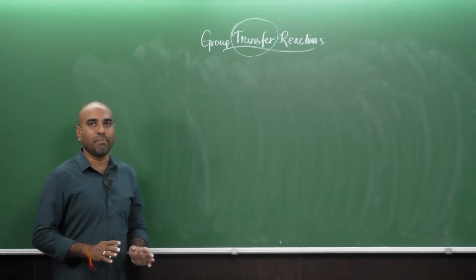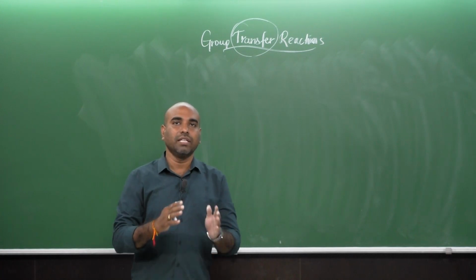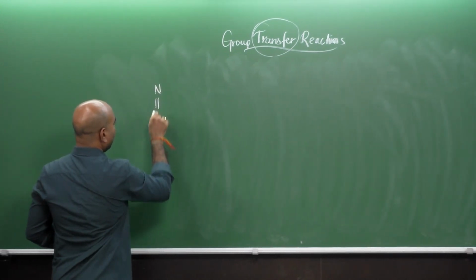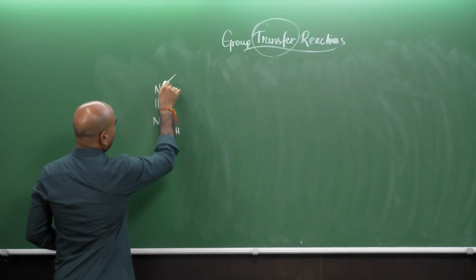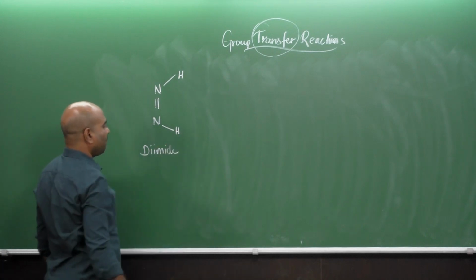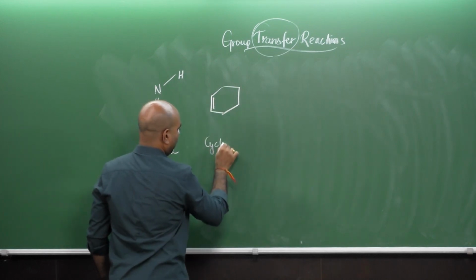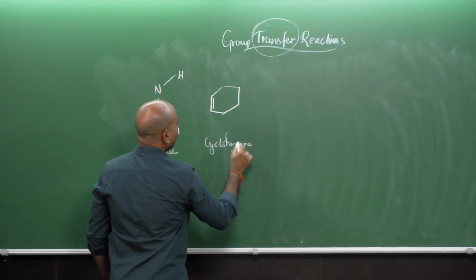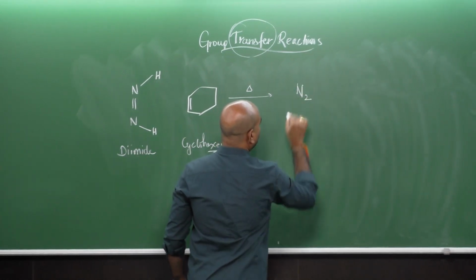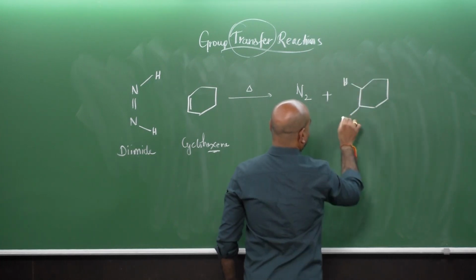So, the best known example of the concerted group transfer reaction, specifically the hydrogen transfer reaction, is between the diimide. So, what is diimide? This one is the diimide molecule. So, the reaction between diimide and cyclohexene under thermal conditions, you are going to get nitrogen as the product as well as cyclohexane product.